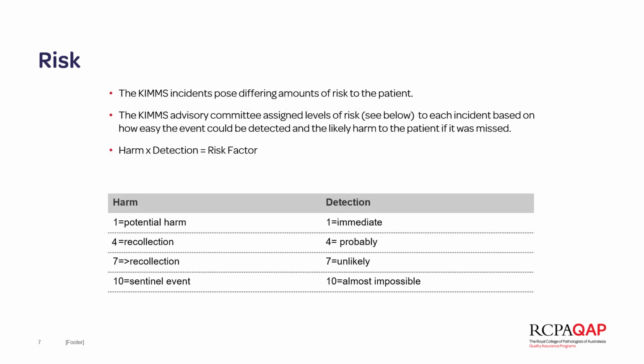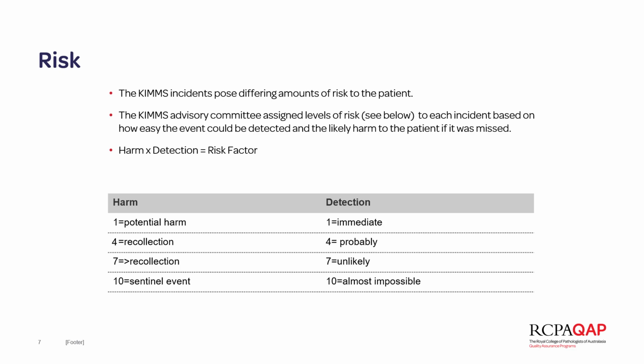Not all KIMMS incidents carry the same amount of risk. Some are riskier than others. The KIMMS Advisory Committee assigned levels of risk, as shown in the table, to each incident based on how easy the event could be detected and the likely harm to the patient if it was missed. This is a process known as Failure Mode Effects Analysis, FMEA, and is widely used in many industries, including health. The values assigned to the harm and detection are multiplied together to give a risk factor.